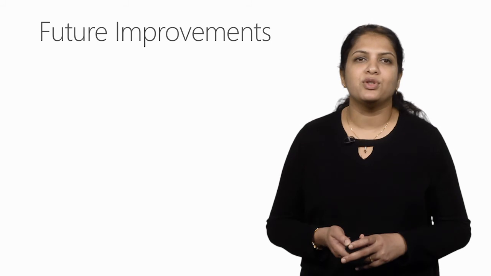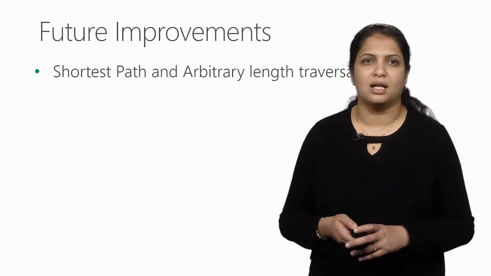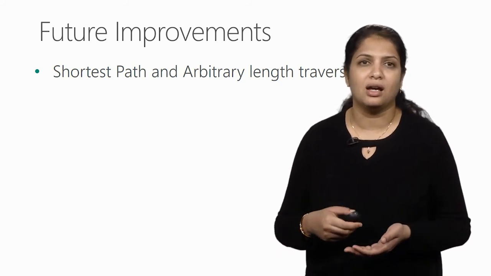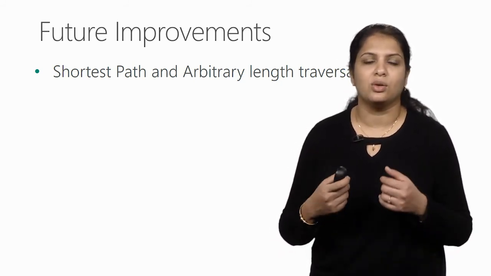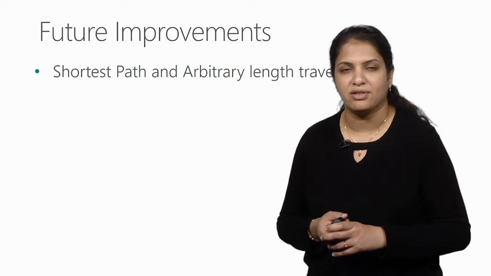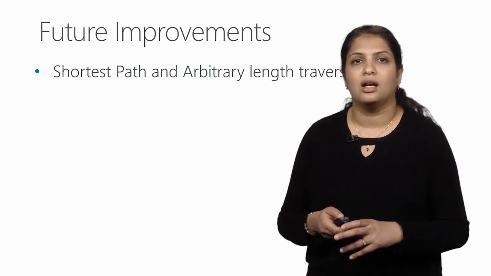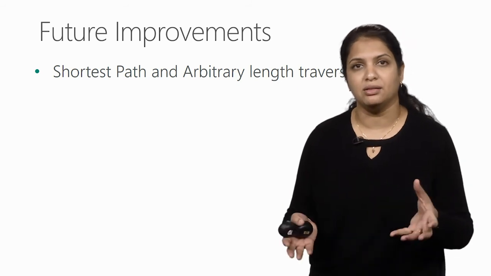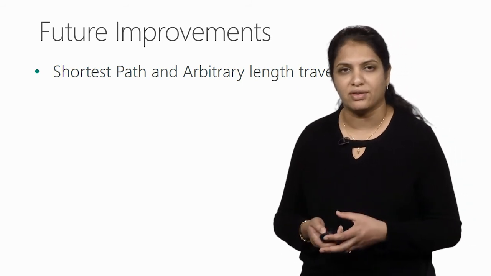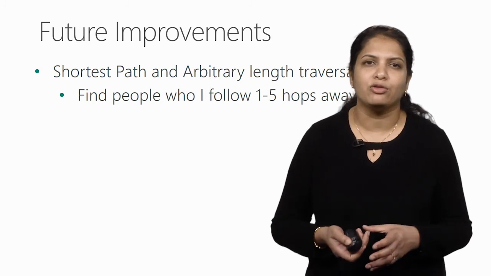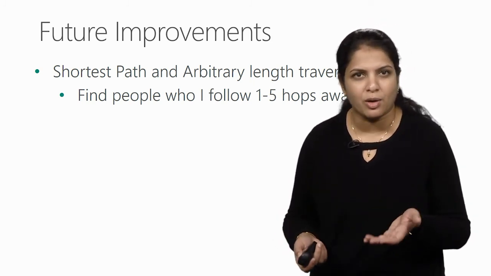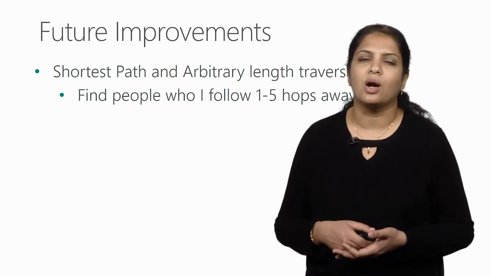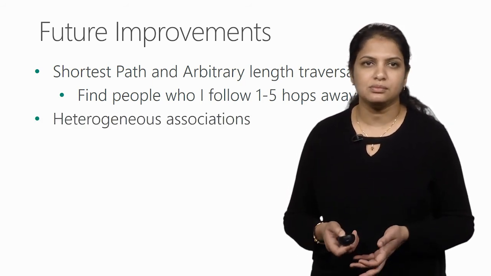Now let's discuss some of the future improvements that we are working on. We are investing into this feature, and we are interested in looking into shortest path and arbitrary length traverses. We want to make it easier. Today, the match pattern does not allow you to provide an arbitrary length pattern for searching or traversing. For example, if you want to find people who I follow 1 to 5 hops away, there's no easy way to do that using regular expressions. We are looking into how we can make that easier for you.